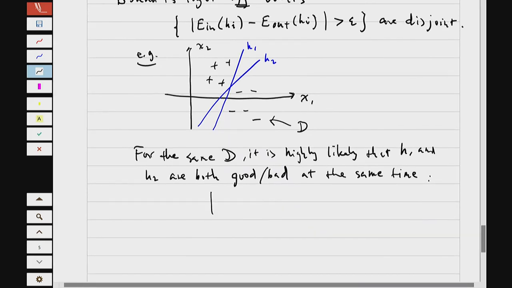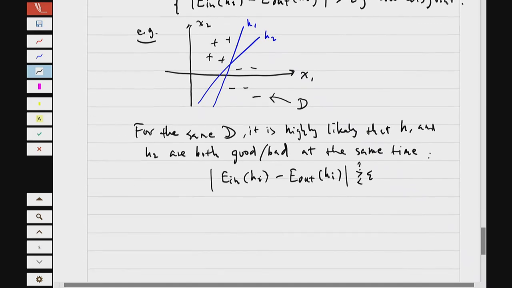Because maybe they're close to each other. Good or bad meaning, again, this E out, HI, greater than or equal to epsilon. So it turns out that they are not disjoint events.